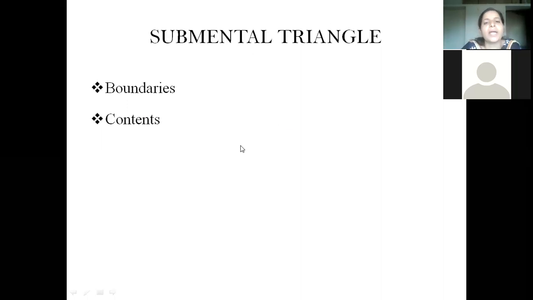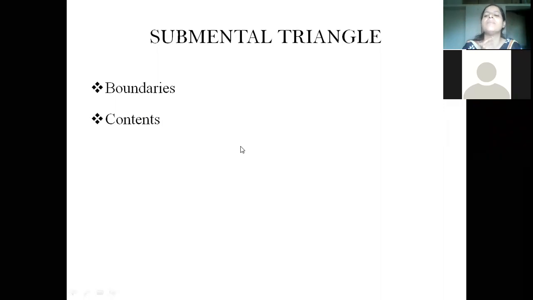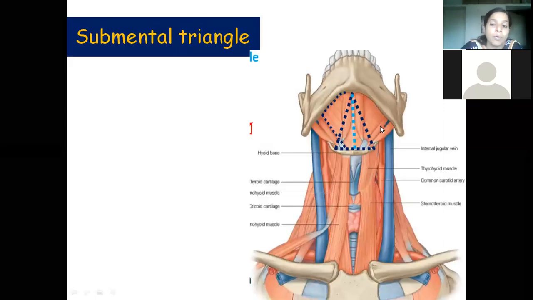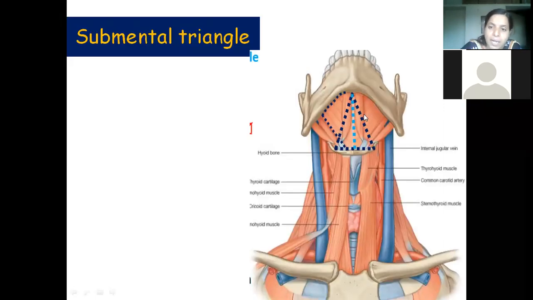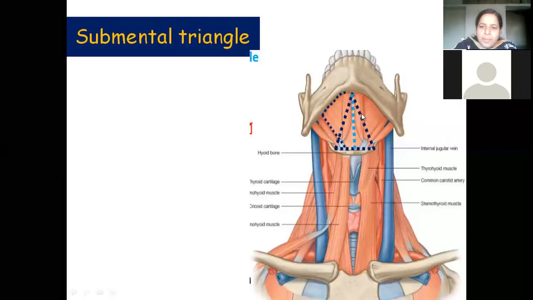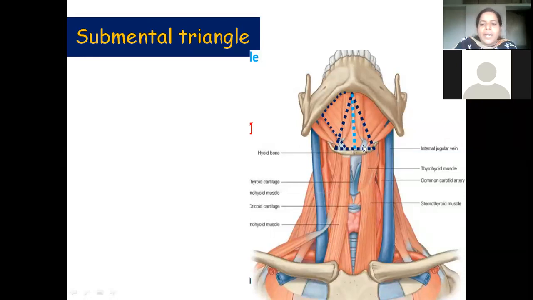Now we will try to see below the chin, the mentum, there is one more triangle. You call it the submental triangle. We will see the boundaries and contents. I told you in each anterior triangle, we will see only half of it. 3.5 triangles. Muscular is a complete triangle. The other muscular is also a complete triangle. The submental is only half of it. This sky blue dotted line is showing only half on one side, half on the other side.